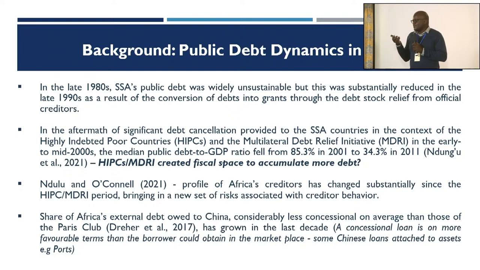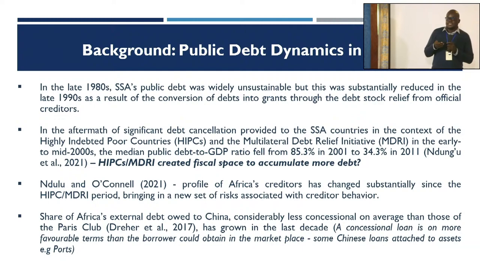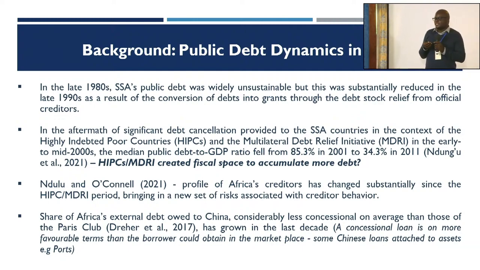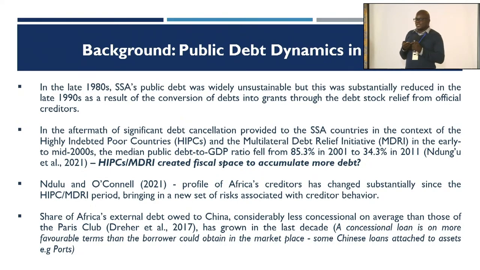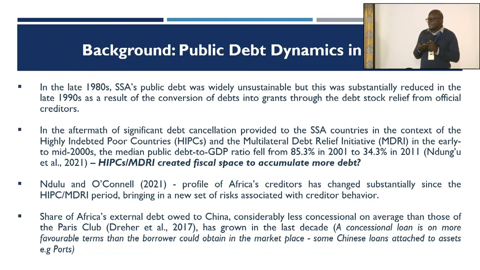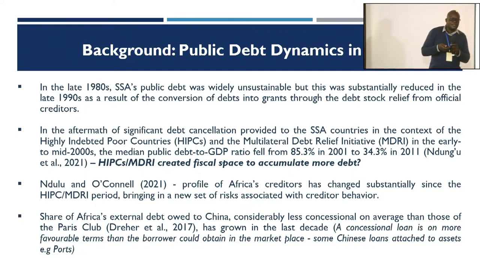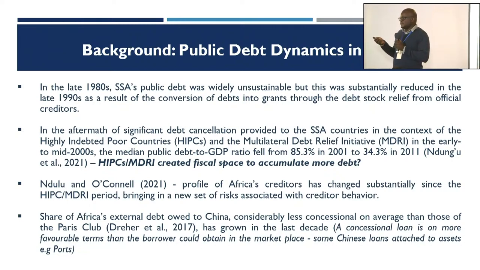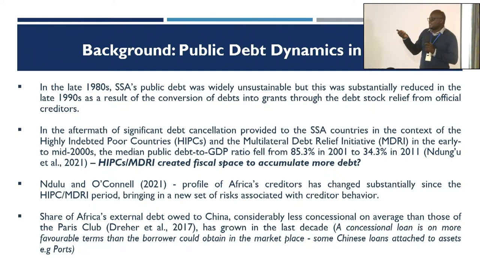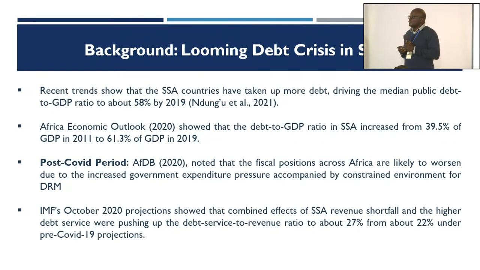The study by Ndulu and O'Connell in 2021 also noted that there is a change in the profile of the debt that we are holding. We are holding more Chinese debt, which is less concessionary. By that I mean that it has more commercial terms, and some of it is even attached to assets like ports. So it is less concessionary as compared to the Paris Club debt that we were holding before.